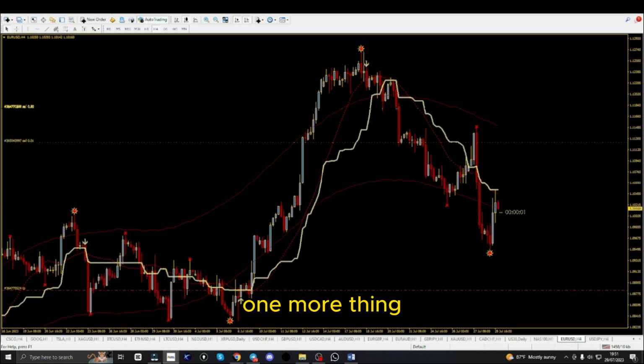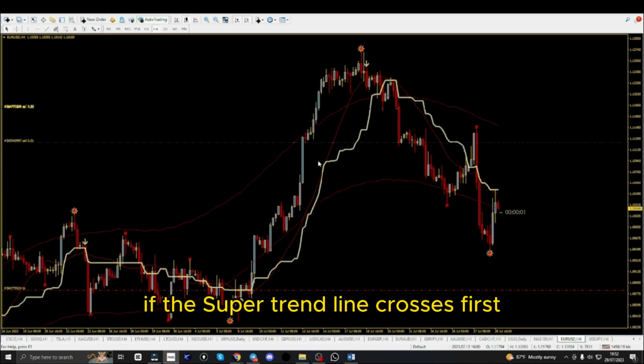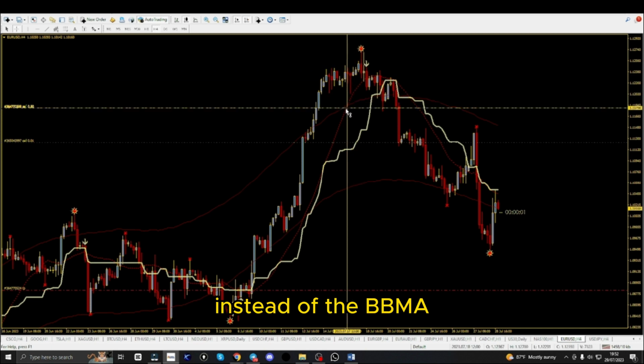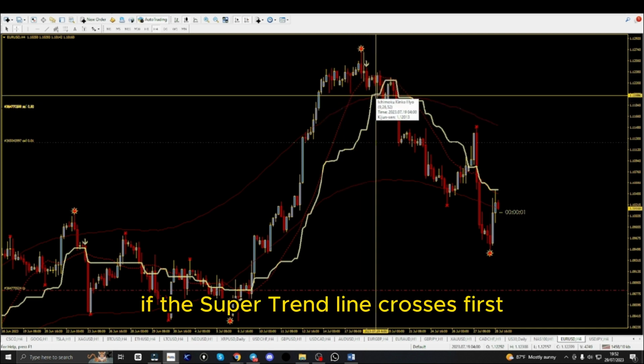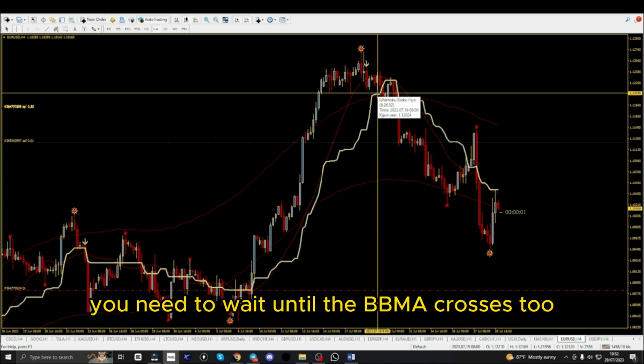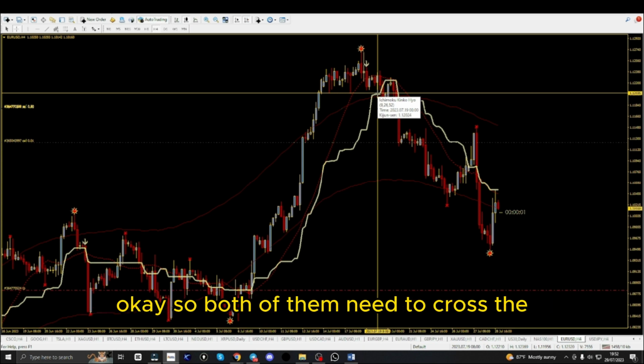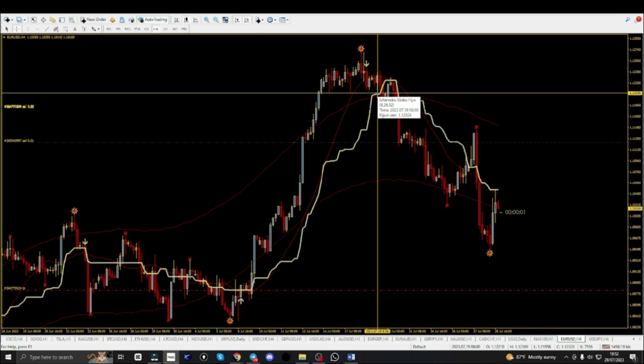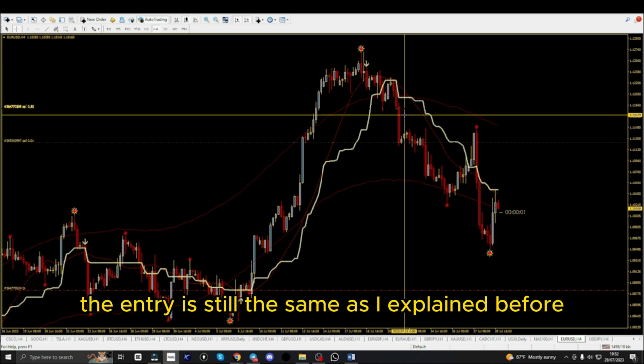One more thing, if the super trend line crosses first instead of the BBMA, what happens? If that happens, you need to wait until the BBMA crosses too. So both of them need to cross the top channel or the bottom channel. The entry is still the same as I explained before.